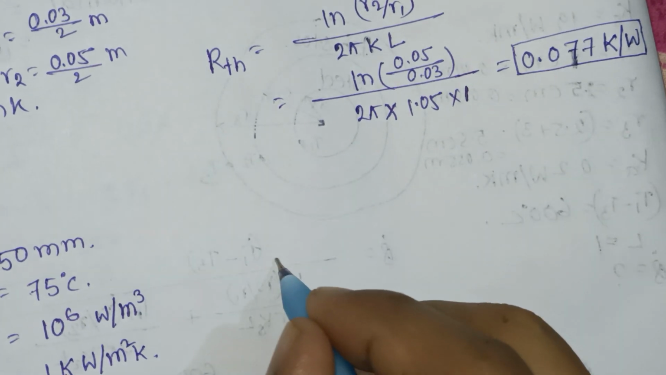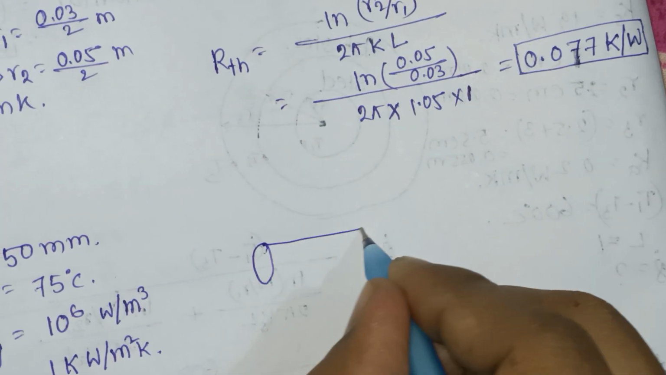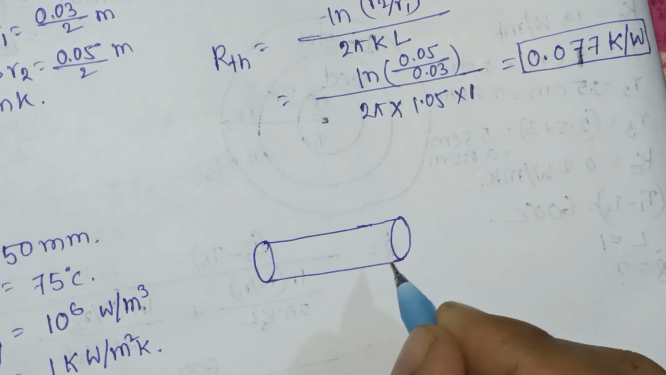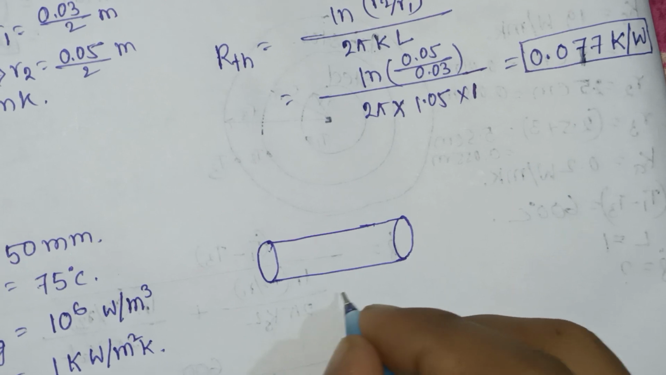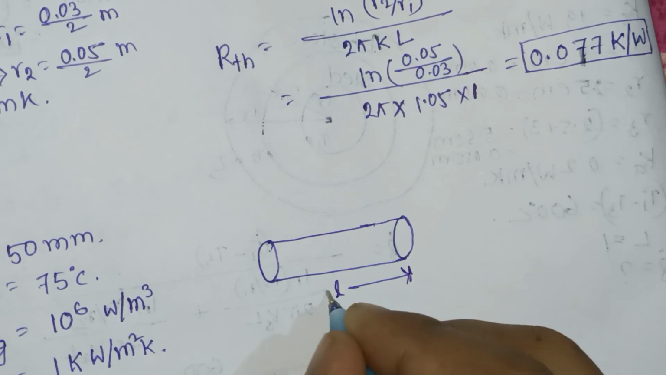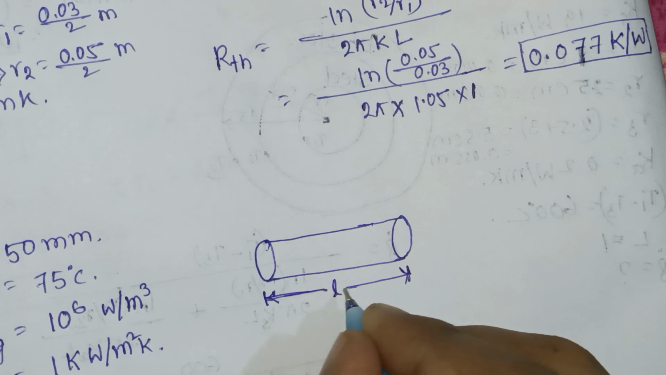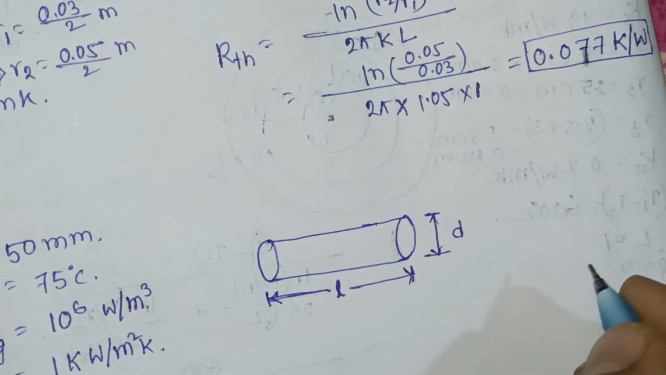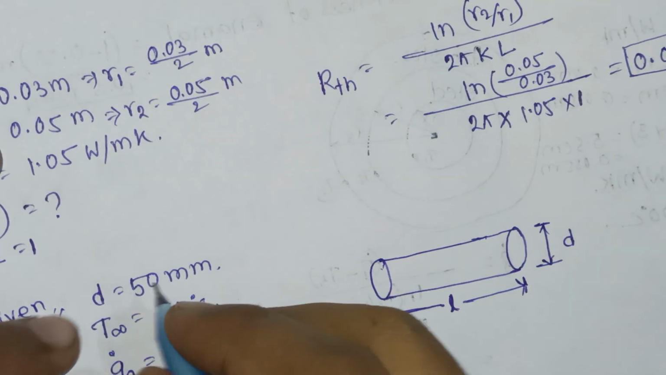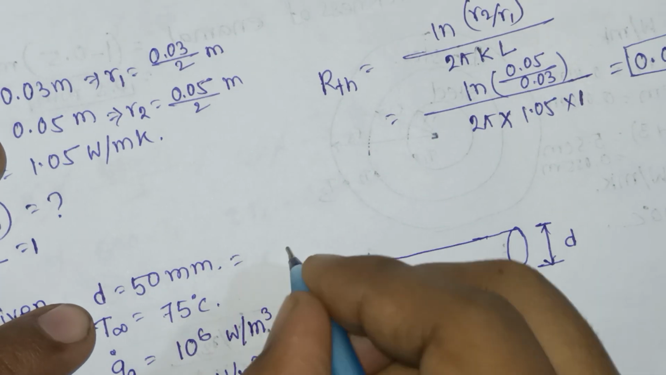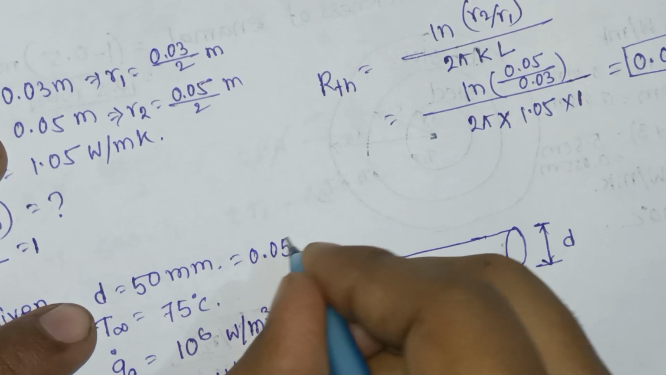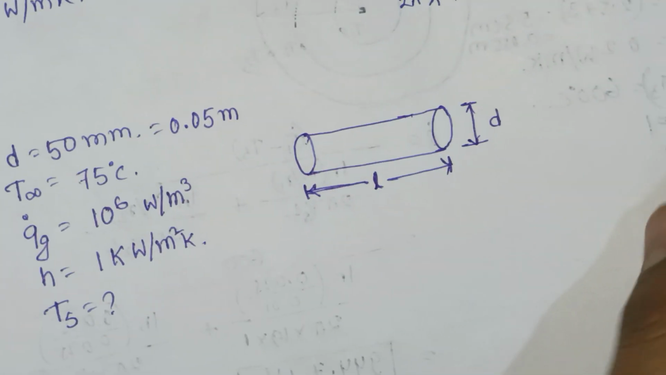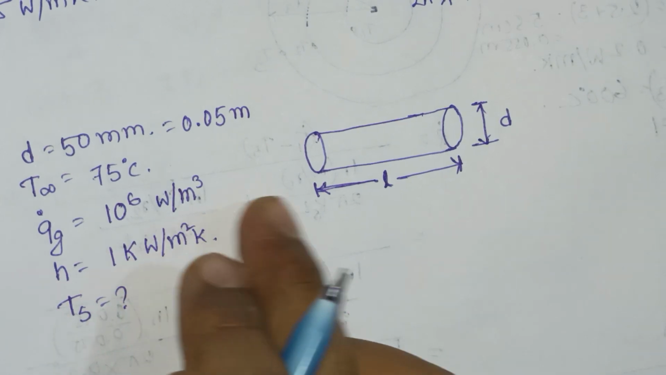Suppose there is a rod. This is one rod. The length of this rod is L, and the diameter is D. The diameter D is 50 millimeter, that is equal to 0.05 meter. And Qg is given, that is 10 to the power 6 watt per meter cube.